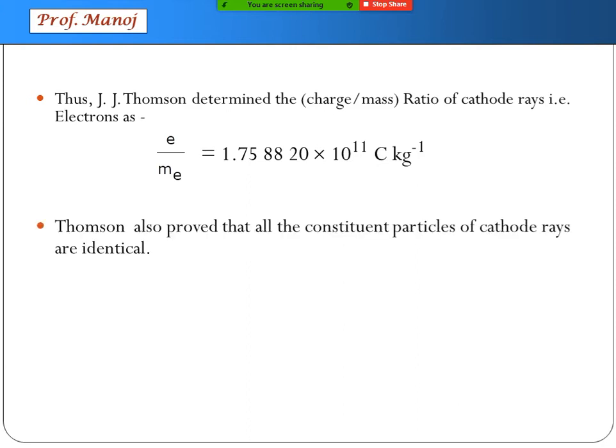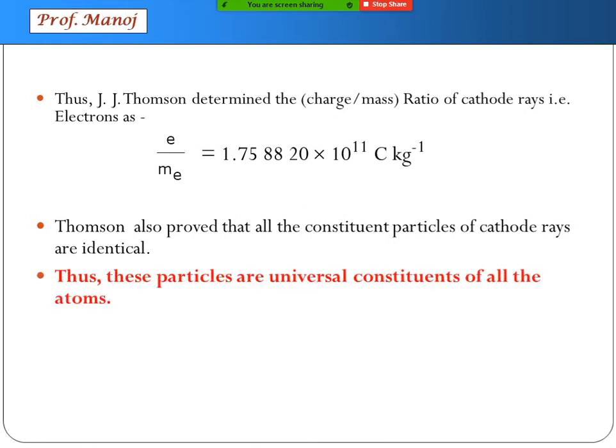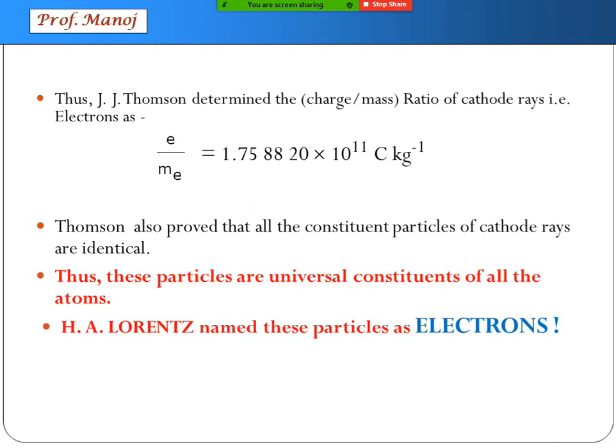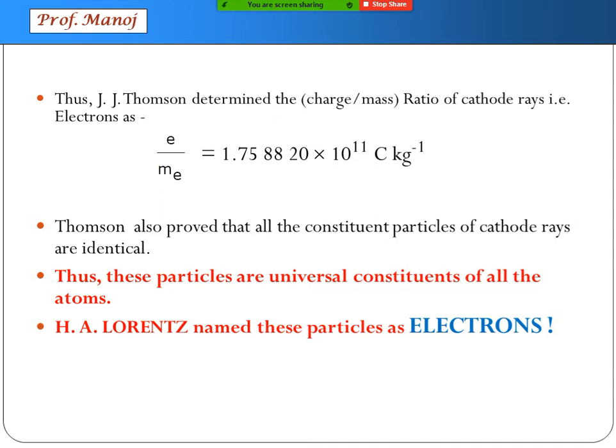Thomson did this experiment with different materials in the cathode ray tube, and he concluded that every cathode ray produced always has the same e upon m ratio. Thus he said that these cathode rays or particles are universal constituents of all atoms. A scientist called Lorentz named these particles electrons. So what people earlier called cathode rays are now named electrons.